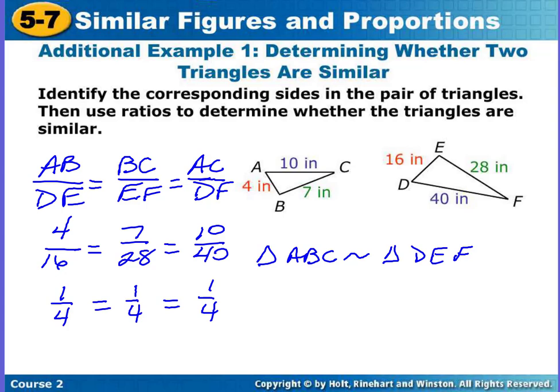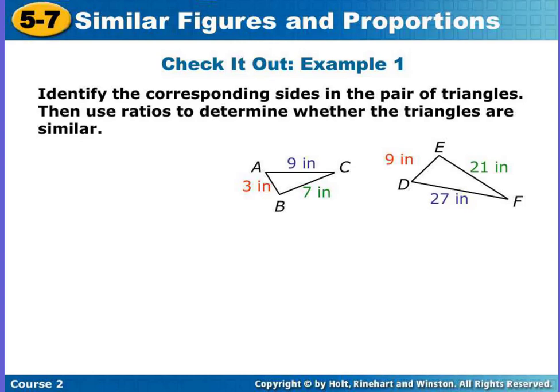Okay? So let's look at another one real quick. So here's another one. And we can set up the same ratios again. We can set up AB, which is 3, over DE, which is 9, because those two are our corresponding parts. So this simplifies to 1/3. Now I can do BC and EF, which are those corresponding parts. And those simplify to 1/3 again.